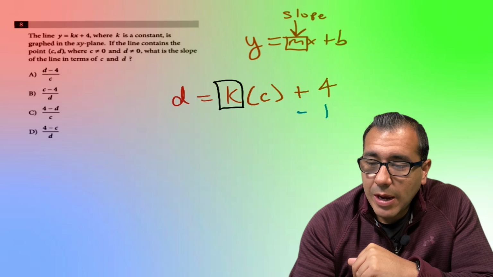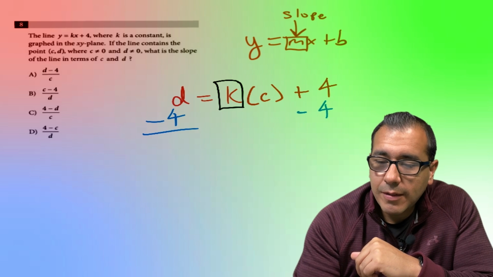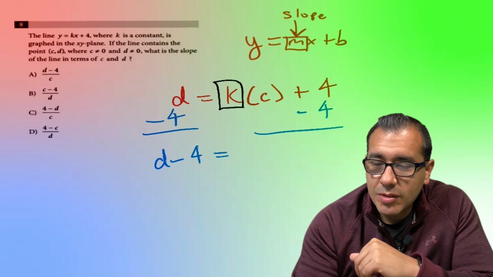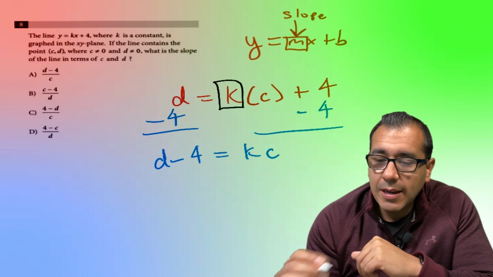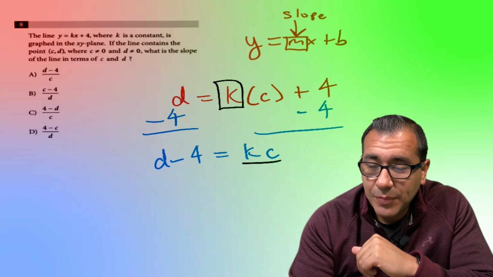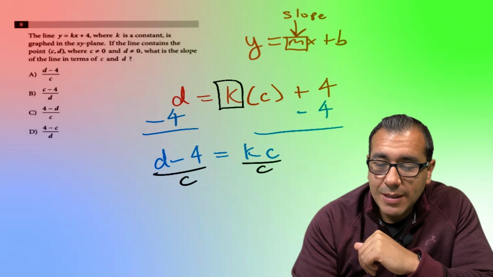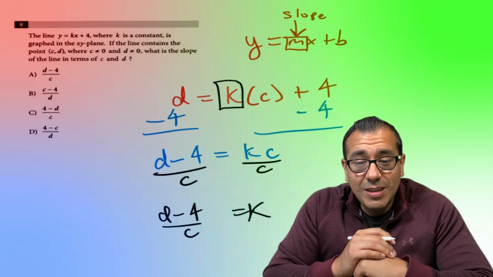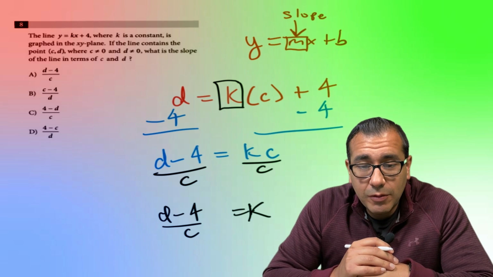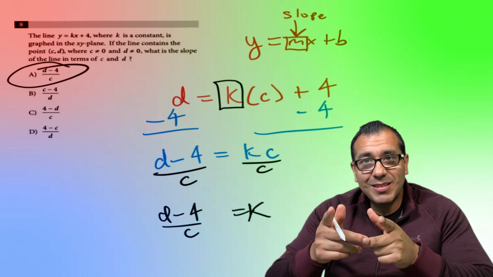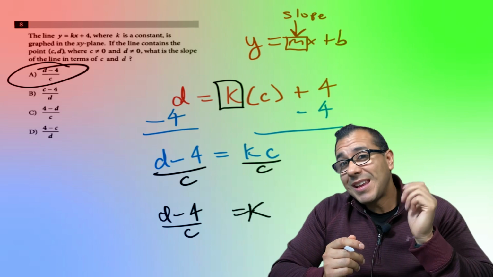I'm going to first subtract 4 from both sides. So we end up with d minus 4 equals kc. Then, since we're solving for k, we divide both sides by c. Now we're left with k, which is our slope, which equals d minus 4 all over c. So d minus 4 all over c, and it looks like A right here is our answer. Any questions? Good. Follow me to question 9.